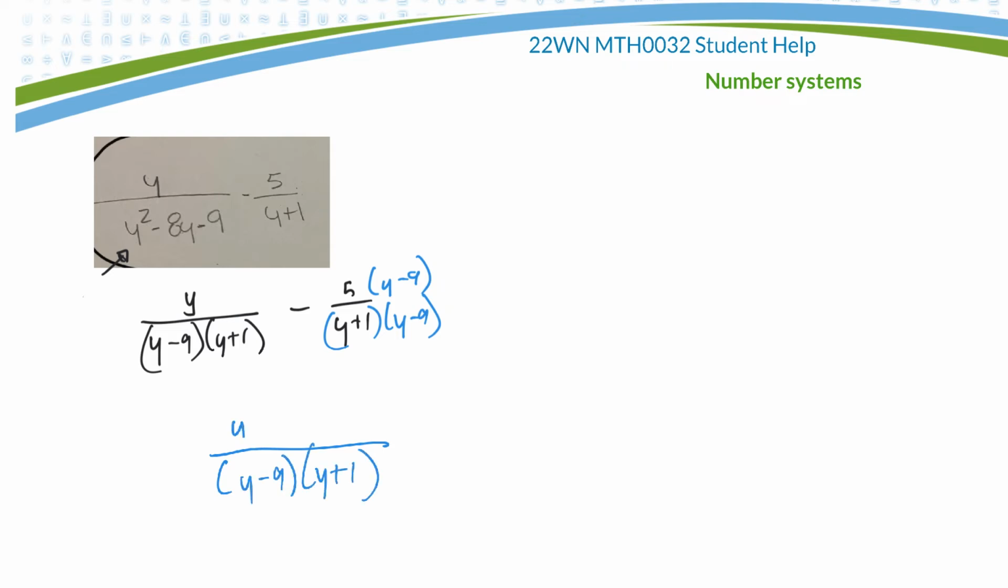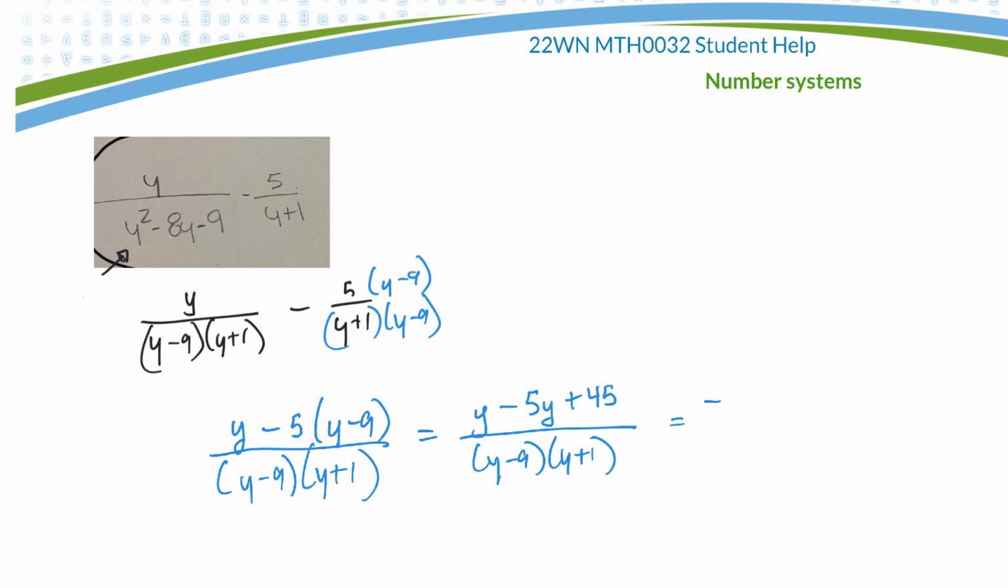So on the top I'll have y, and then this will be, I'm going to write it out. This will be minus 5 times y minus 9. I was going to try and do that all at once, but probably better to put in the extra steps. So this will be y minus 5y plus 45 all over the common denominator.